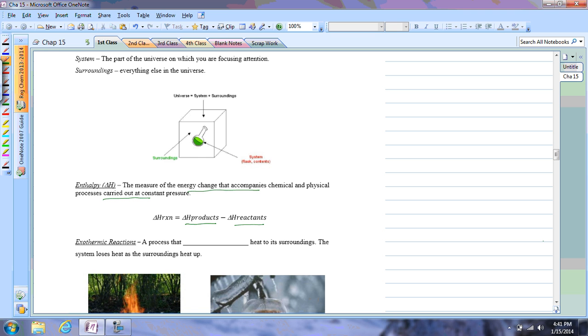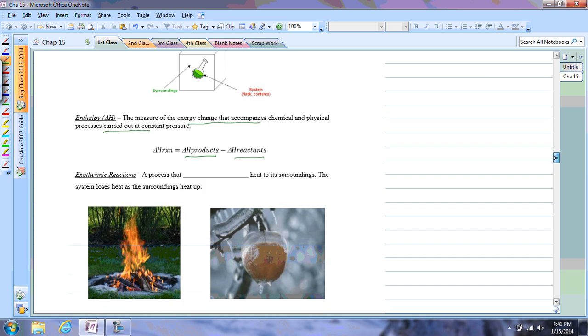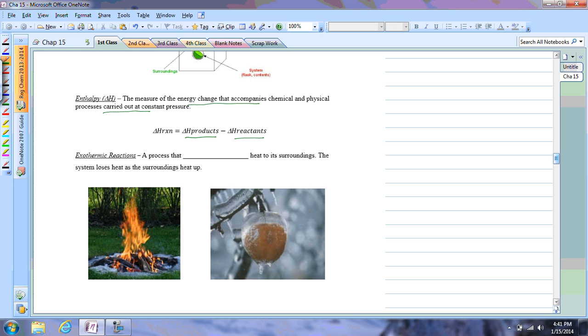The first reaction we're going to look at is an exothermic reaction. In an exothermic reaction, we have a process that releases heat to the surroundings. If we look at the pictures, the one on the left is a campfire, and we know intuitively that this is an exothermic reaction, that it gives off heat.